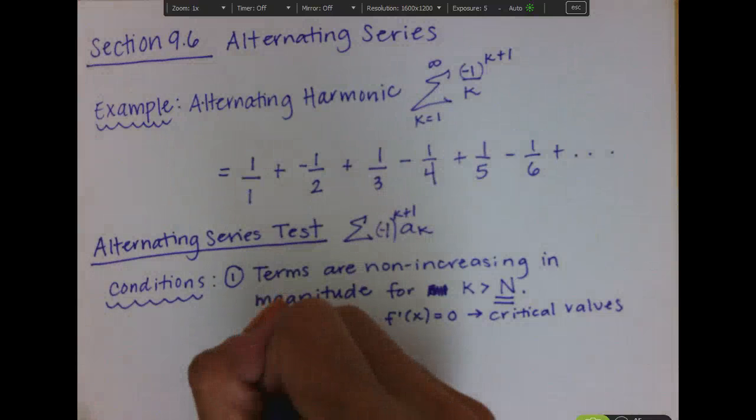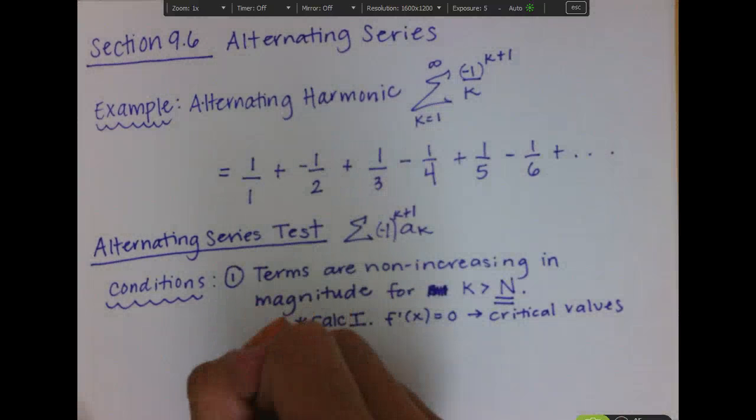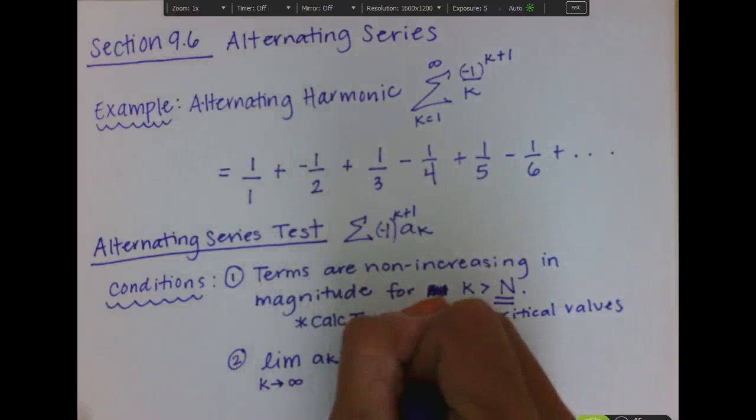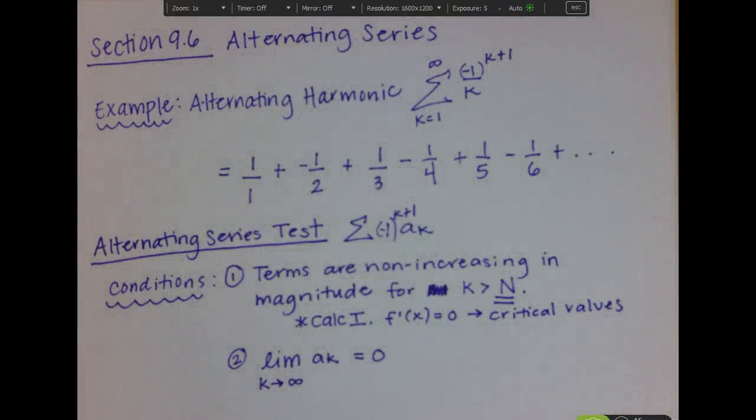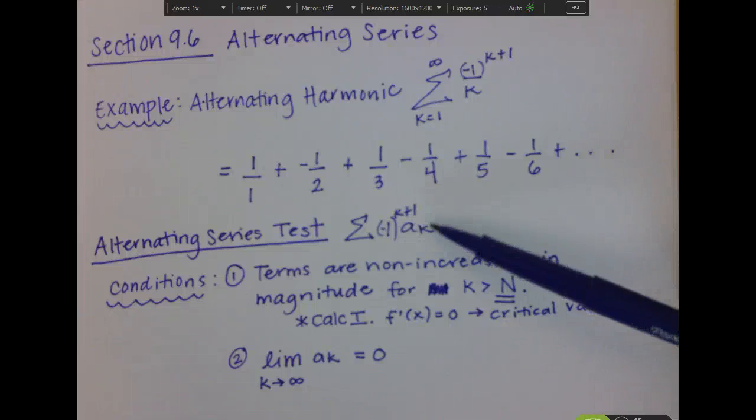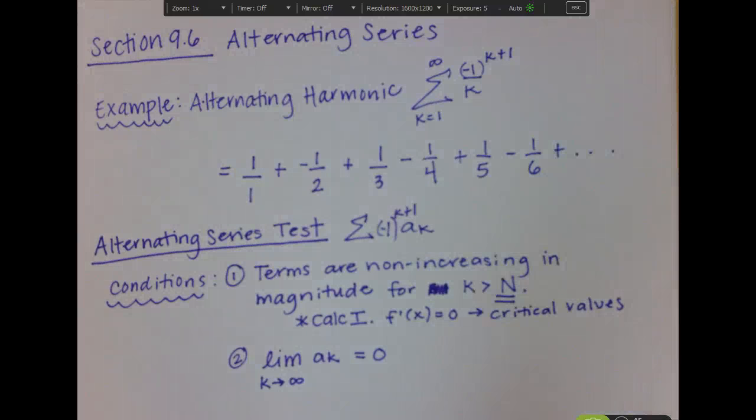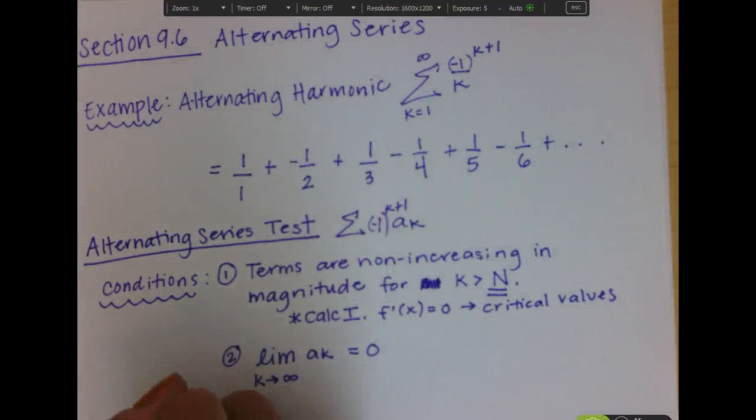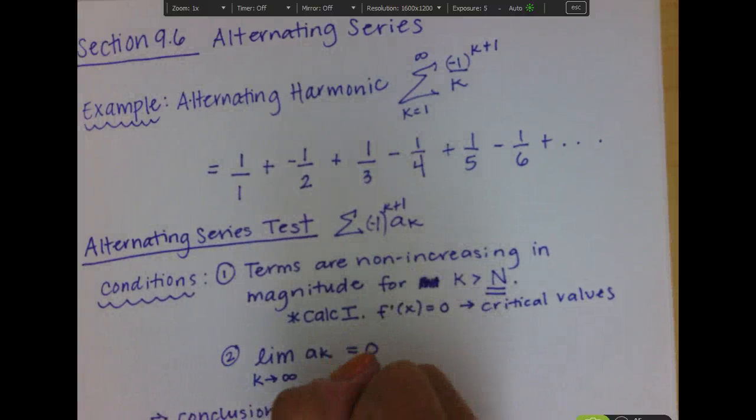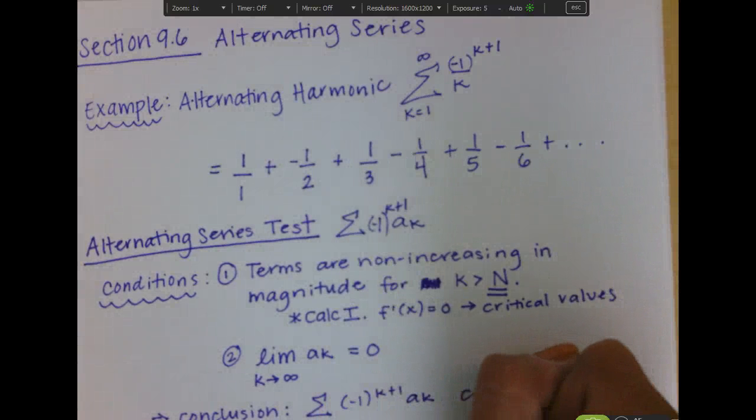The second condition that needs to be met is much easier, and that is that the limit of a sub k as k approaches infinity has to equal 0. Notice here the limit that we're taking leaves out the alternating sign piece. We are just looking at the rest of the rule, the a sub k part, and we're going to see if its limit is 0. And if each of these conditions is met, then we must conclude that this alternating series converges.